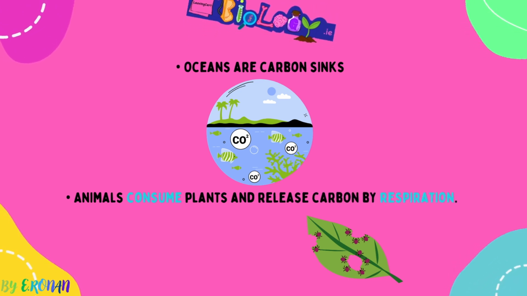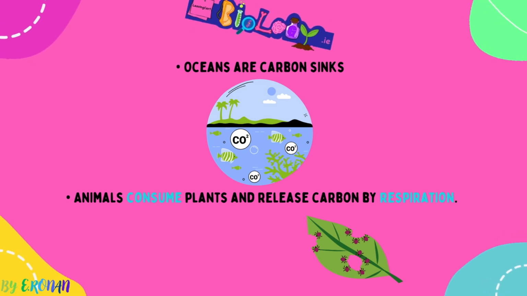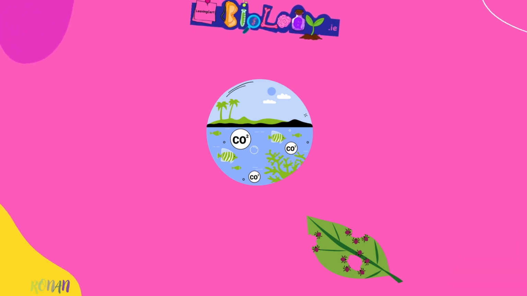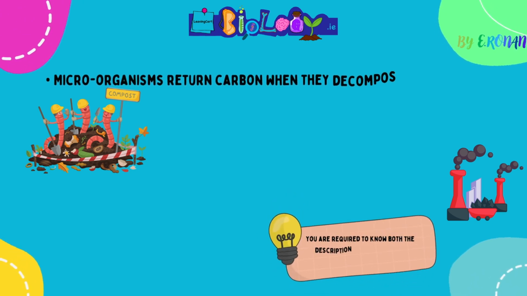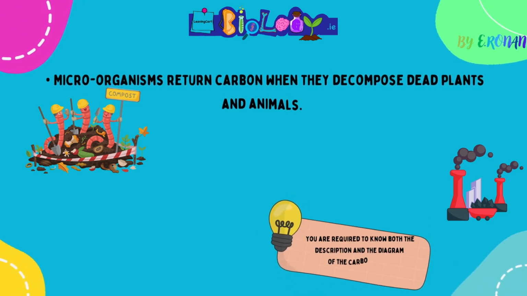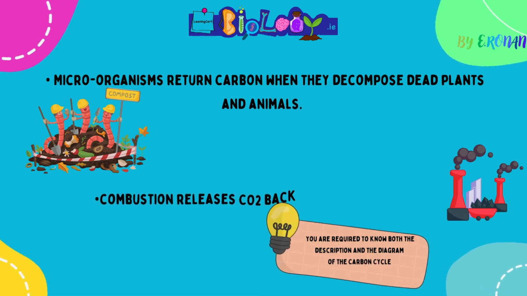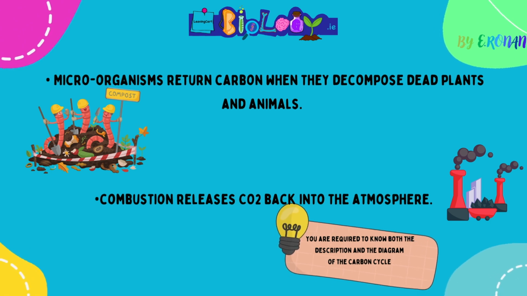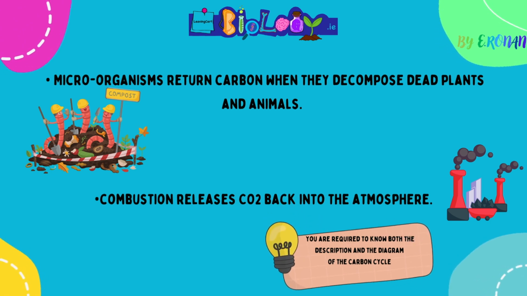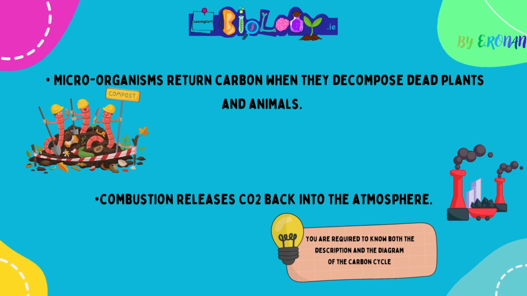So we get carbon from eating plants, and then we break down glucose and we release carbon back into the atmosphere. Microorganisms such as fungi or bacteria can return carbon when they decompose dead plants and animals, and combustion releases carbon dioxide back into the atmosphere. Combustion means the burning, could be burning of fossil fuels, which would of course occur in industry.